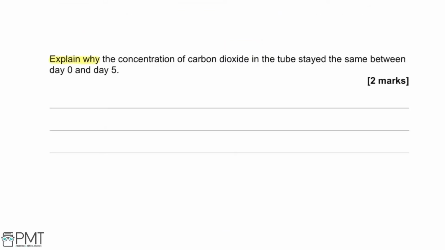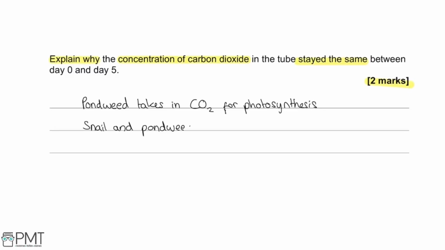Explain why the concentration of carbon dioxide in the tube stayed the same between day 0 and day 5, and this question is worth 2 marks. So the reason the concentration of CO2 is remaining constant is because it's being produced and consumed at the same rate, and you have to explain how this is happening. So the pondweed takes in CO2 for photosynthesis, but the snail and the pondweed also respire, producing CO2, so it balances out.